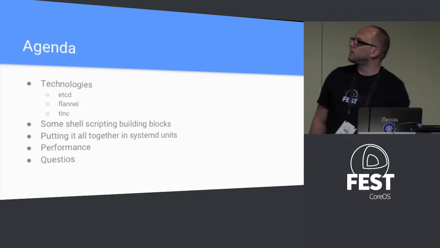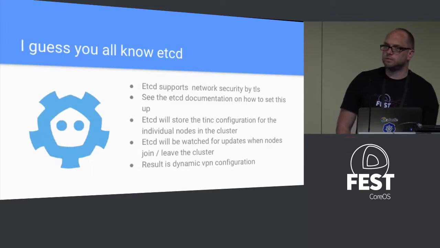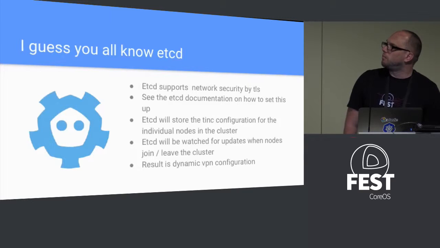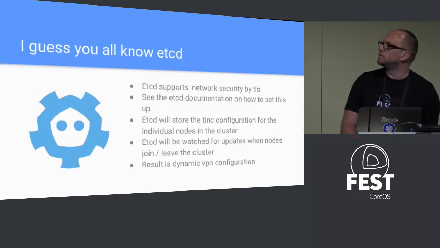So I guess you all know etcd. It's the configuration store for CoreOS clusters, and I use this to distribute the VPN configuration across the cluster. etcd supports TLS, so I recommend setting it up in a way that you can securely talk to etcd. If it's only regarding the VPN config, it's probably also working without, because there are only the public keys in the etcd key store. But anyway, I would recommend setting it up in a secure way.